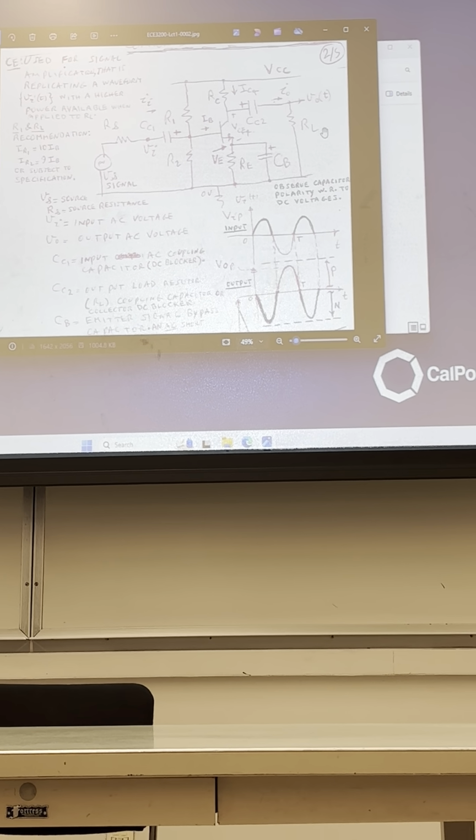CE, or actually C of the B. This should be CE, the parallel capacitor. This capacitor makes the transistor work like a common emitter amplifier. There will be no signal at the emitter because the capacitor will be a short.